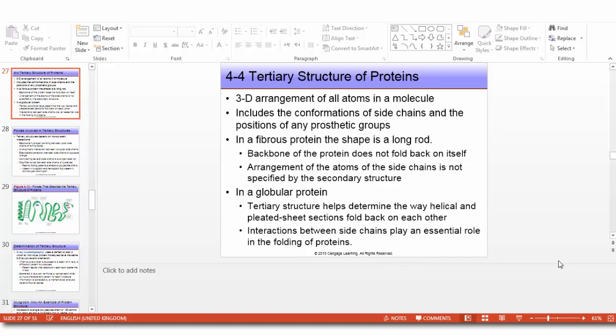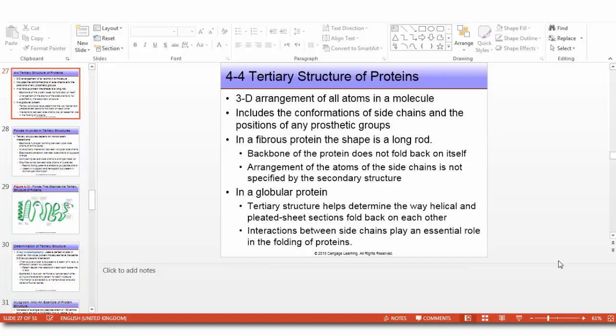Assalamu alaikum. We continue talking about chapter 4, part 2, and after we talked about primary and secondary structure of protein, today we want to continue talking about tertiary and quaternary.